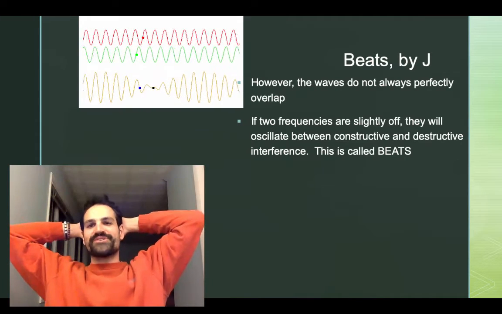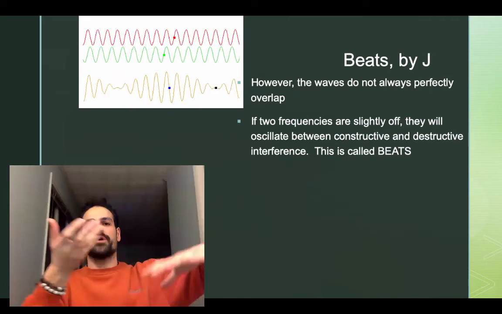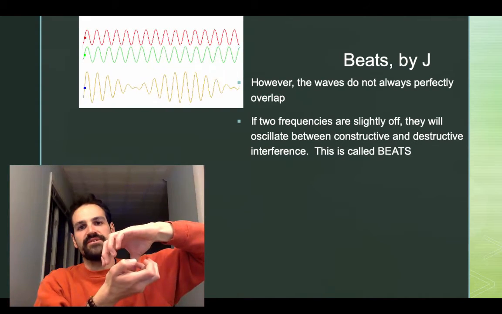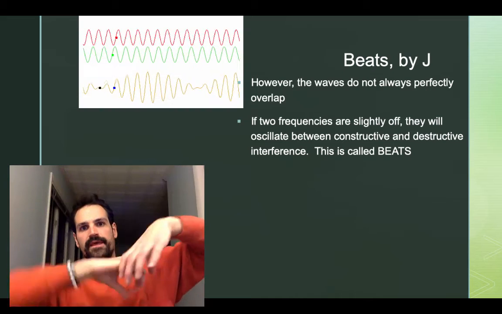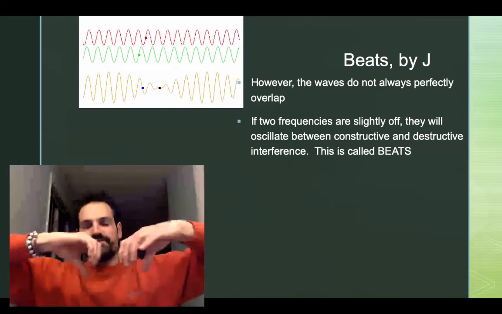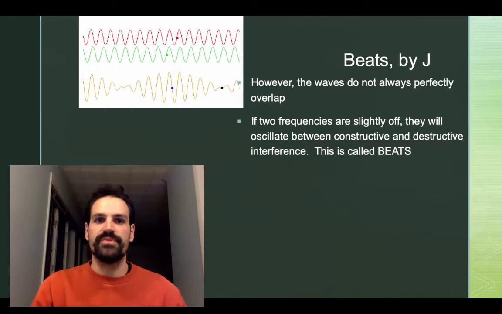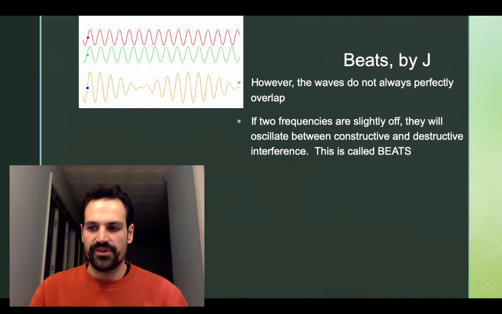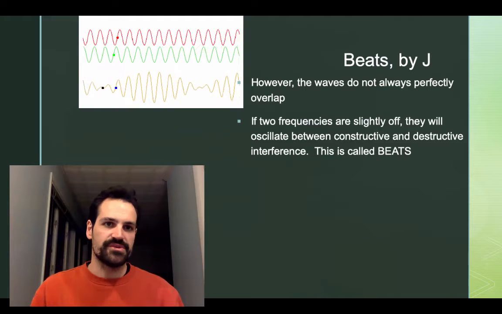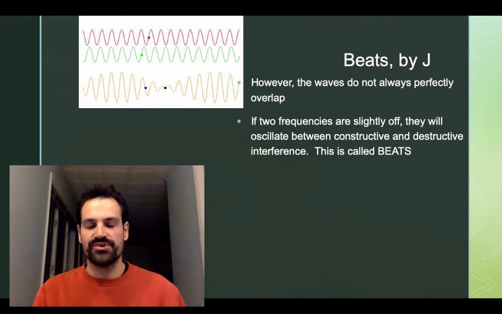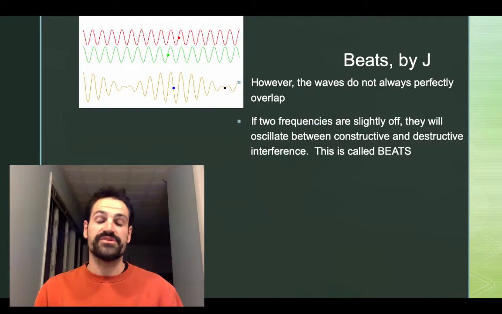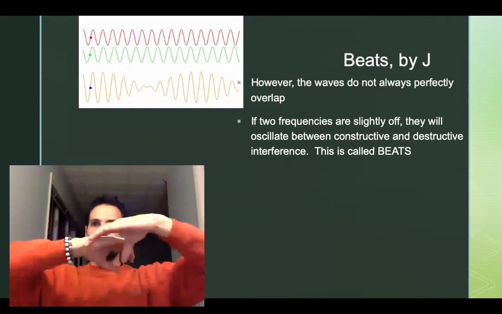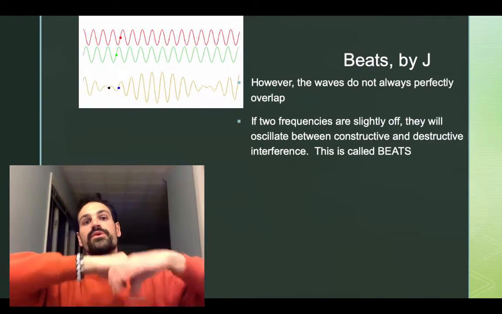So if two frequencies are slightly off, they'll oscillate between constructive and destructive interference. They'll get in phase and out of phase, in phase, out of phase. And this is called beats. If you have two musicians playing together, they'll actually use this to their advantage because they'll play the same string on both their guitars at the same time. And if they're perfectly in phase, there will be no beats.